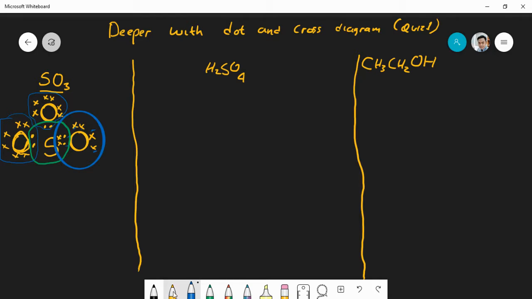Now let's move to the second example. This is sulfuric acid. Have you ever heard about sulfuric acid? It's a very strong acid. Sulfuric acid is a little bit complicated, so let's see in here.